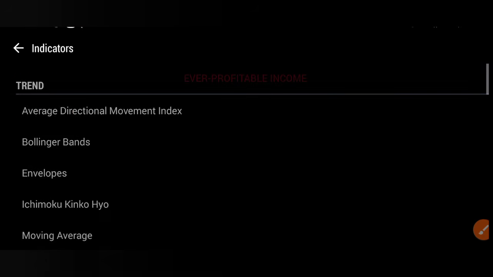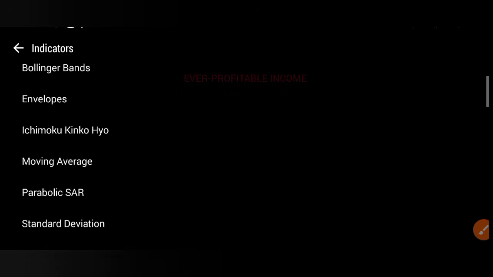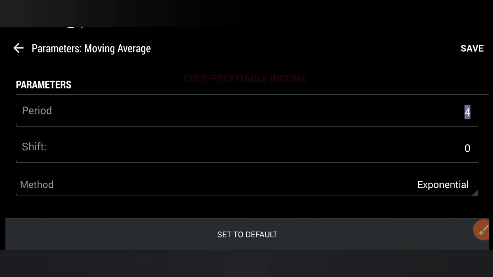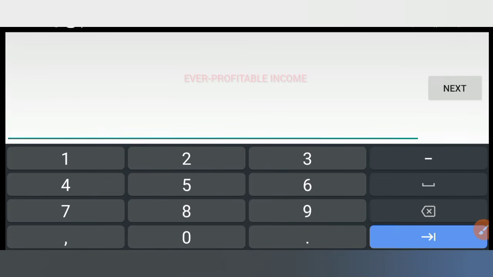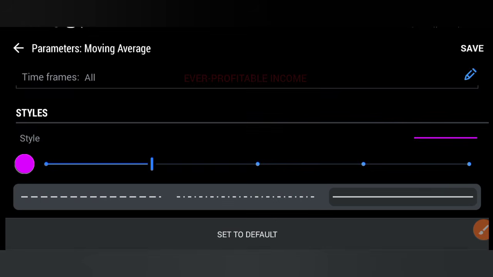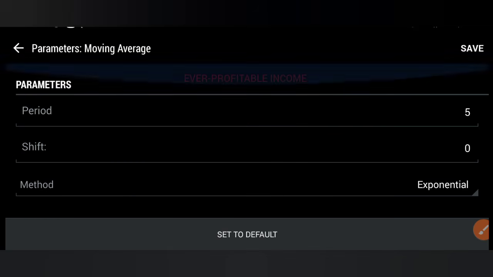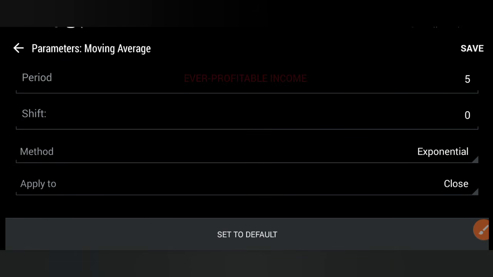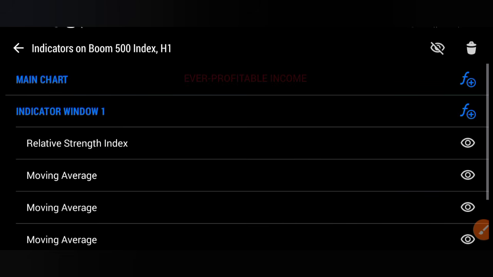Then we have the 5th moving average. Okay, the 5th moving average, so that will be period 5. So we're adding the 5th one. The shift is 0 and the method is exponential. Okay, so period 5, shift 0, method exponential, apply to close, and then click on save. You leave it to be the same color.